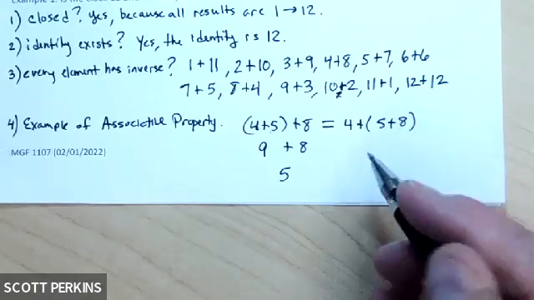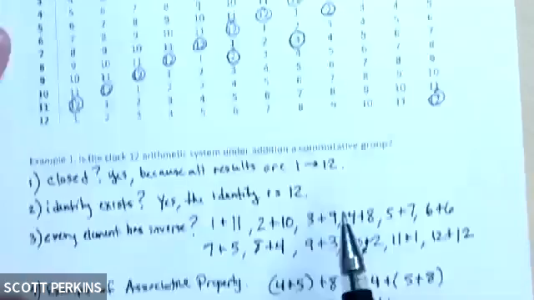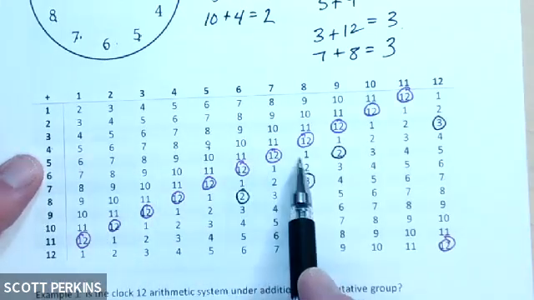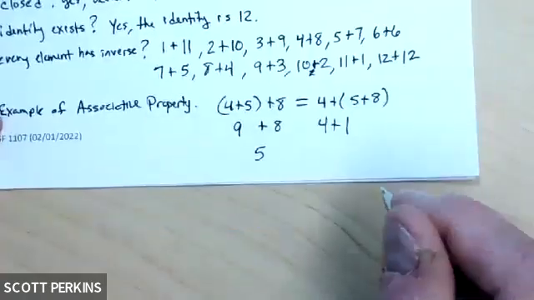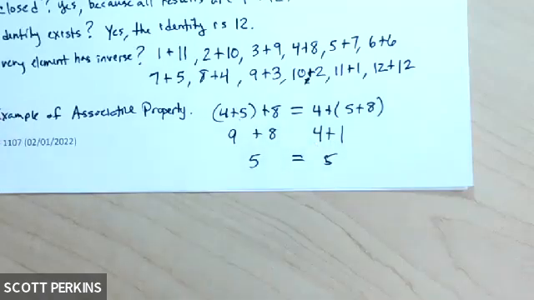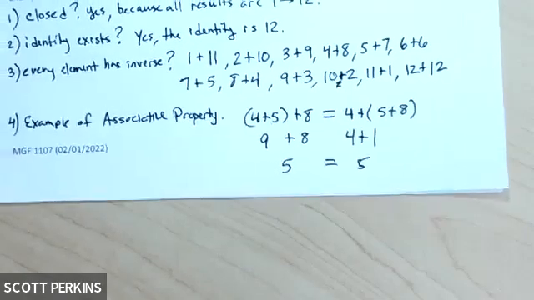Let's go to the other side where I have 4 plus, in my parentheses, 5 plus 8. So let's see, 5 row and 8 column gives me 1. And then we know from basic arithmetic, 4 plus 1 is 5. So yes, the associative property indeed is true. So we're good. That's just an example. That doesn't prove it's true. It just proves that for that one instance, but that's where I'm giving you a pass on the associative property.